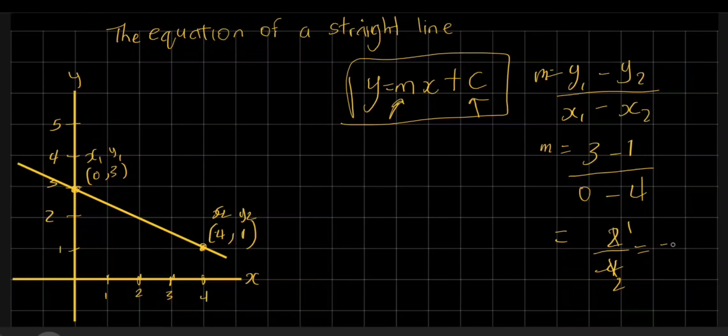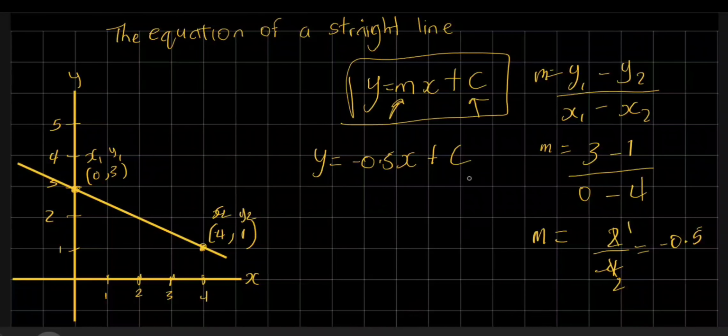or we can say negative 0.5, or negative half, whatever is your flavor. I'll say negative 0.5. And then we put in that negative 0.5, we know that it's equal to m. So we put that in the equation now. We have y is equal to negative 0.5x plus c.